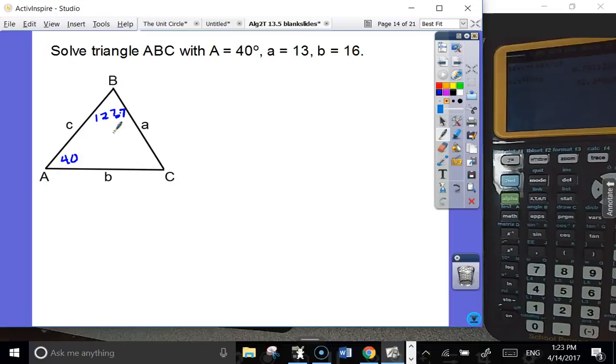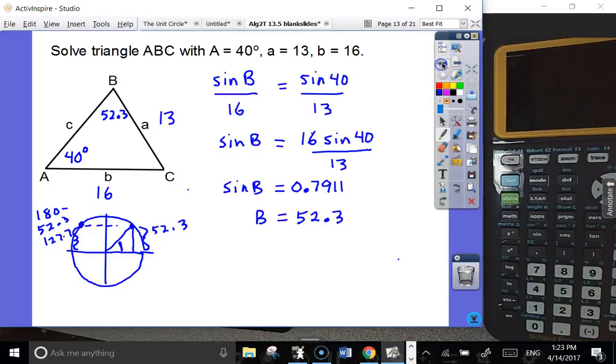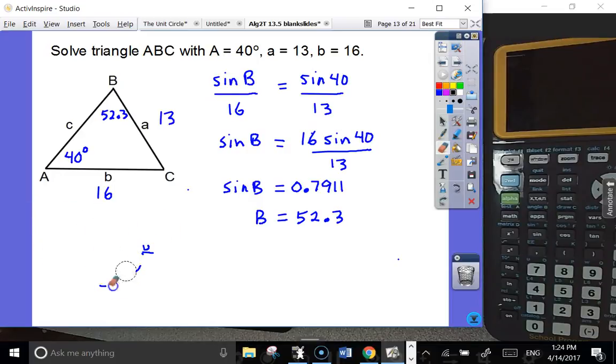So we're going to have to do this twice, right? The first time we do it, we're going to use the 52.3. And the second time we do it, we're going to use 127.7. And then you've got to find the missing sides and angles. So let's go back to the first one here and finish this one out. Okay, I'm going to erase this here so I've got more space.